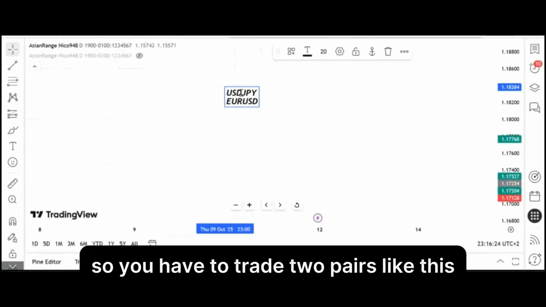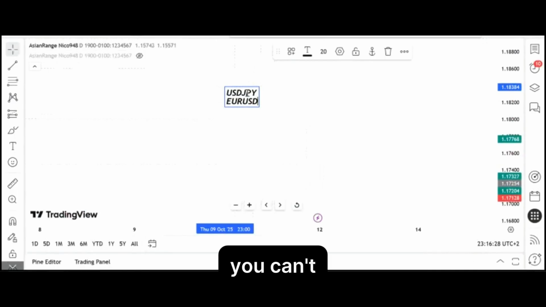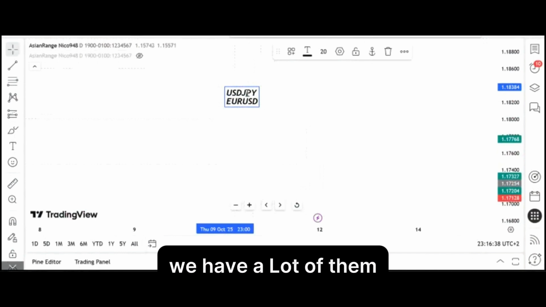So you have to trade two currencies like this. You can't trade only one. You can't trade only USD. You can't trade only JPY. You can't trade only Euro or any other currency. We have a lot of them.